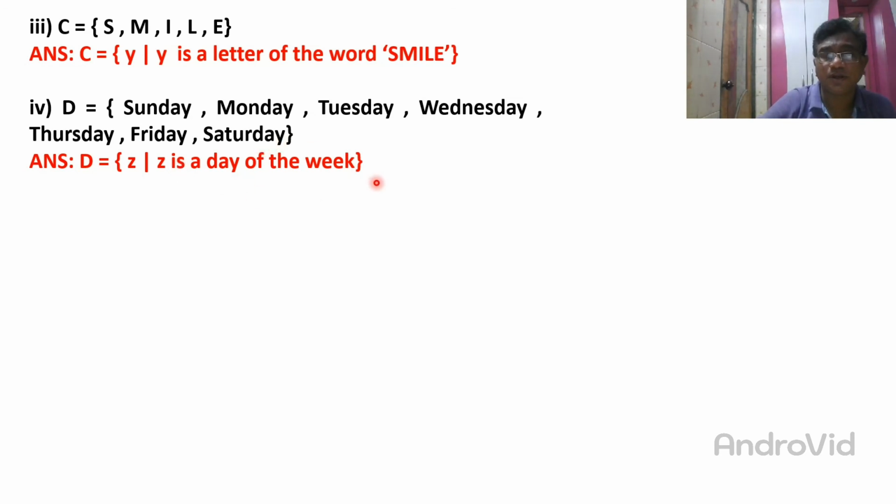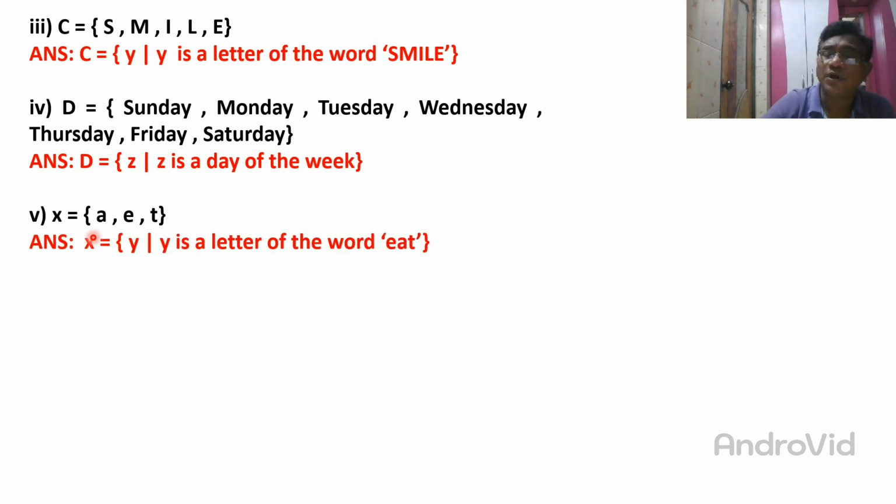So this day of the week is written. Remember this week, W-E-E-K. Don't write W-E-A-K; that meaning is totally different. Then X is the set of A, E, T. What is it? It is the word eat. So X is the set of y such that y is a letter of the word eat. You can write it in the singular form.